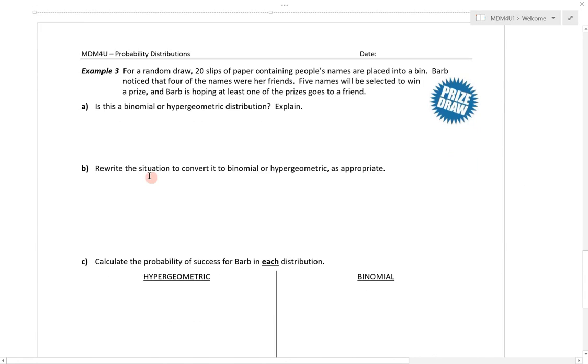All right, example 3. For a random draw, 20 slips of paper containing people's names are placed into a bin. Barb noticed that 4 of the names were her friends. 5 names will be selected to win a prize, and Barb is hoping at least one of the prizes goes to a friend. Is this a binomial or hypergeometric distribution? Explain.